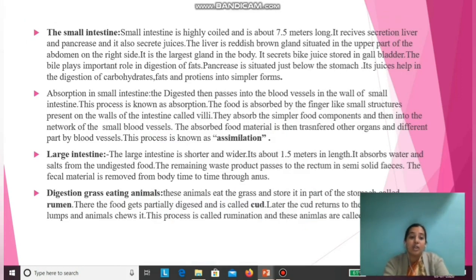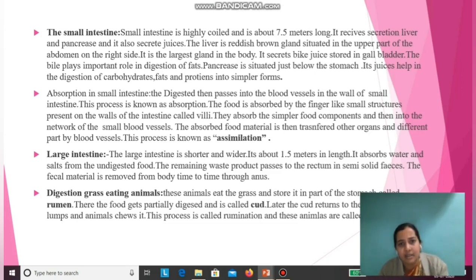Then what about grass-grazing animals? How does digestion take place in them? They have a similar kind of digestion, but there is a slight difference. Whenever they graze, whenever they eat grass, they store it in a particular place in their stomach called the rumen. In that part the food gets partially digested.